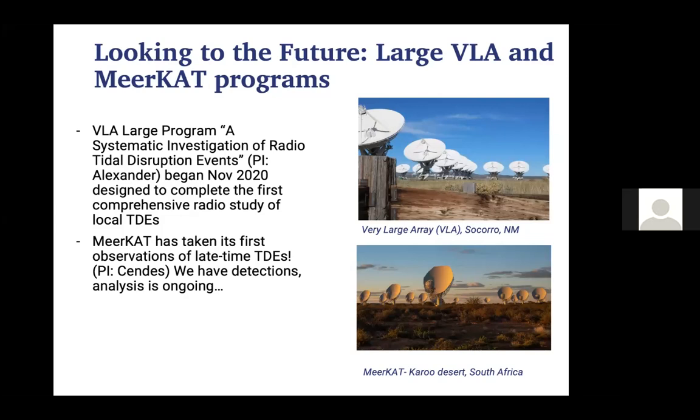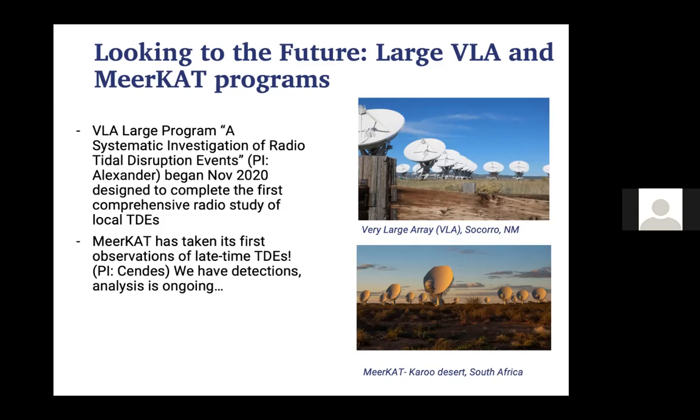So we kind of have 2 things that we're doing lately. The first is we have a VLA large program. If you're applying for a ton of time over several years, you can apply to the VLA and be granted a ton of triggers instead of each individual TDE. I'm a member of this. We began in November 2020, and we're doing the first comprehensive study of these radio TDEs. I think we've triggered 7 times and there were 4 or 5 detections, so that's nice.